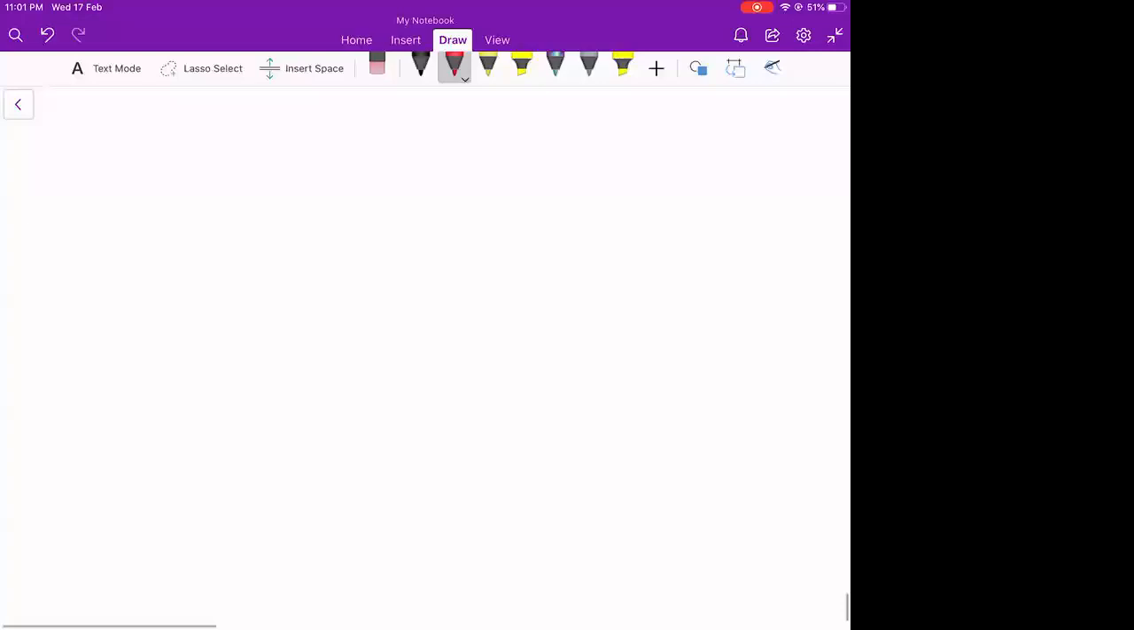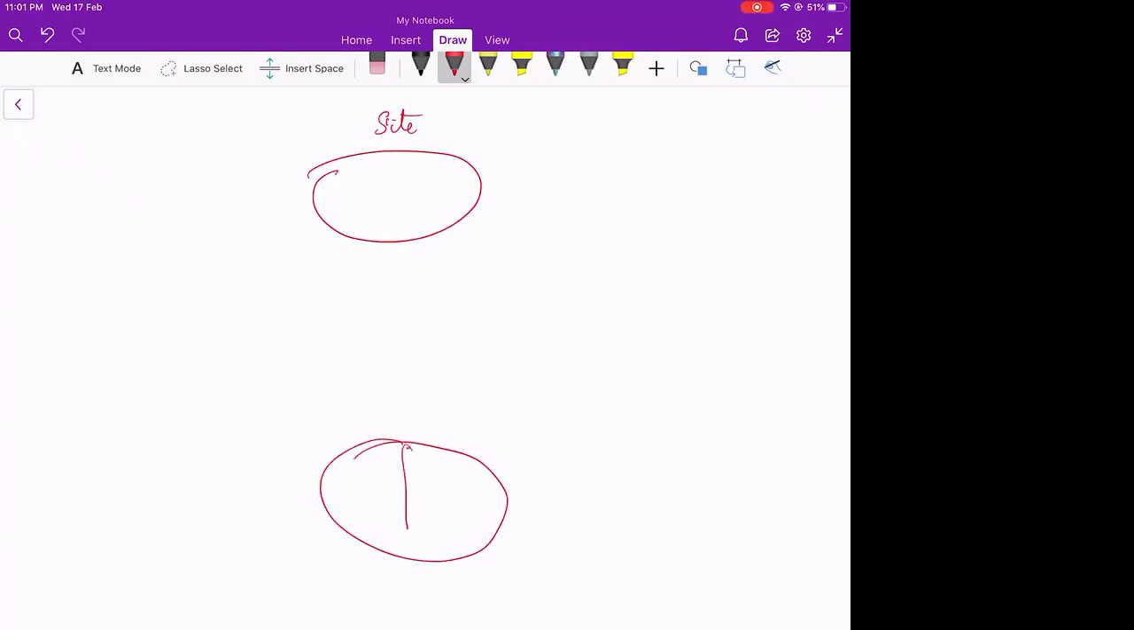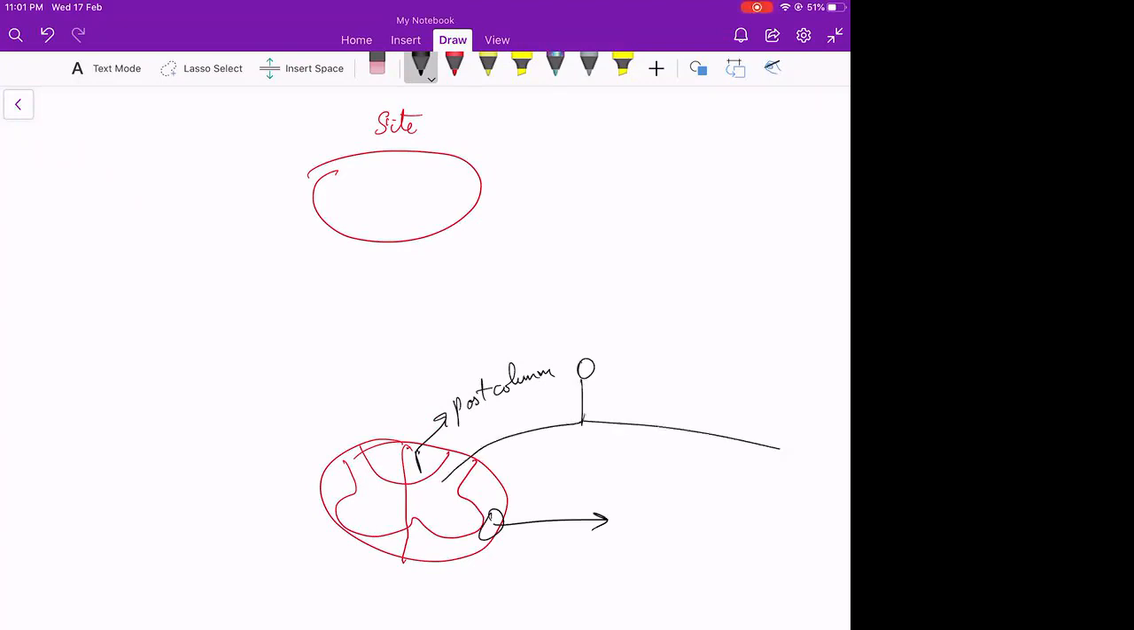So what is the site it predominantly affects? It is not the cerebellum here, but instead the spinal cord. In the spinal cord, it affects both motor and sensory tracts. It affects the posterior column. It affects the corticospinal tract. It affects the dorsal root ganglion. And it even affects the peripheral neurons.